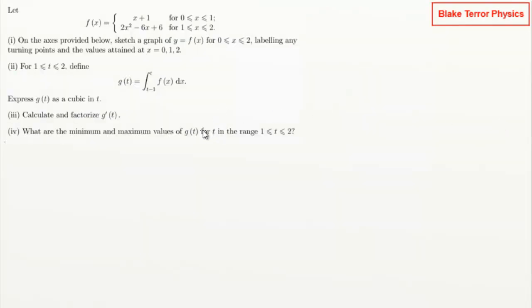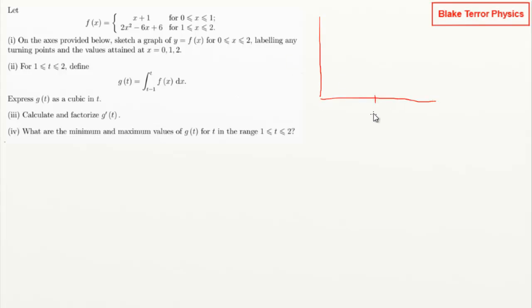So let f of x equal that. So it's split between 0 to 1 and 1 to 2 for x. On the axes provided below, which I clearly haven't copied across, provide a sketch of the graph y equals f of x, labelling any turning points and the values attained at x is 0, 1 and 2. Okay, so have we got any negatives? No, we haven't. We're really just looking at a positive quadrant here.